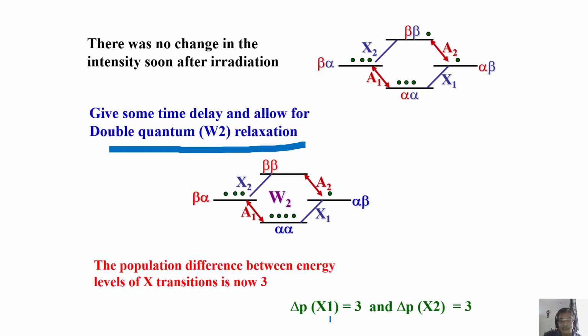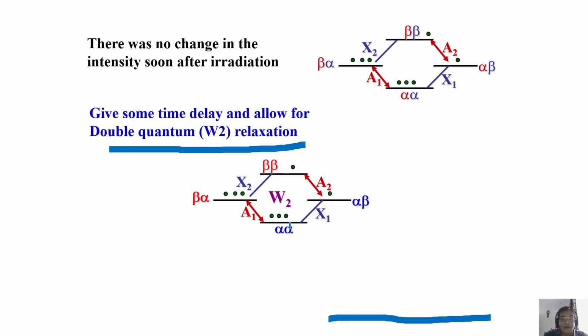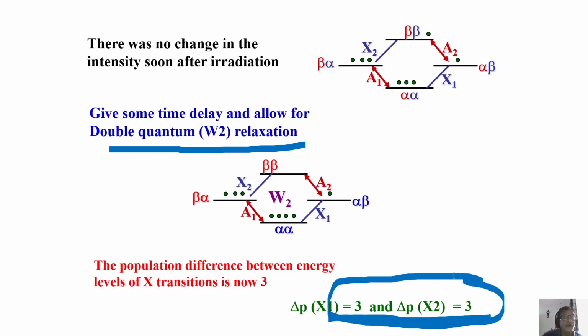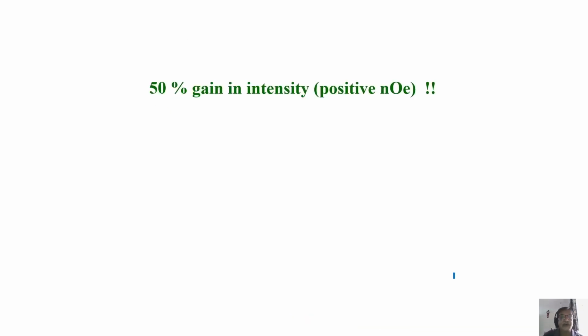Now when I recalculated the population difference and intensity, earlier it was 2-2. Now it became 3-3. I did not do anything. No magic. Just earlier the population difference was calculated using the single quantum pathway like this. Now when I allowed it to come through the double quantum pathway, if you recalculate, intensity will become 3-3. So what is happening now? Just because we irradiated A spins, the X spin intensity has gone up by 50%. It was 2-2, now it became 3. 50% gain in the intensity of the peaks. You agree? Now, the 50% gain is called a positive NOE.